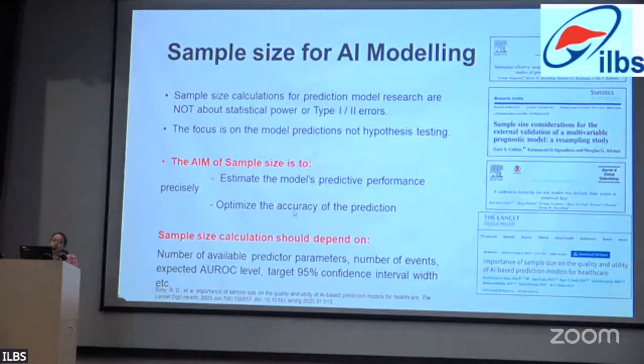For an AI-based model, we need predictive performance and accuracy. We have to optimize the accuracy for the prediction. So now the sample size will be based on the prediction parameters, the number of events, the expected AUROC level and the target 95% confidence interval. How many parameters we are using for AI model development and what amount of accuracy we need with a 95% confidence interval, that is the main point. How many parameters, what different modalities we are using and what number of classes we are going to predict, that is the key factor for our sample size calculation.